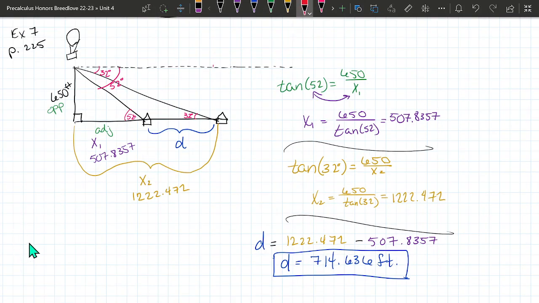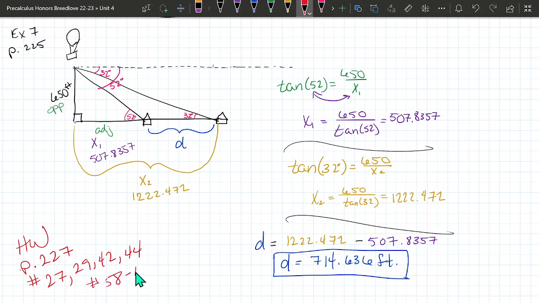All right, so your assignment today is page 227, numbers 27, 29, 42, 44, and numbers 58 through 68 even.